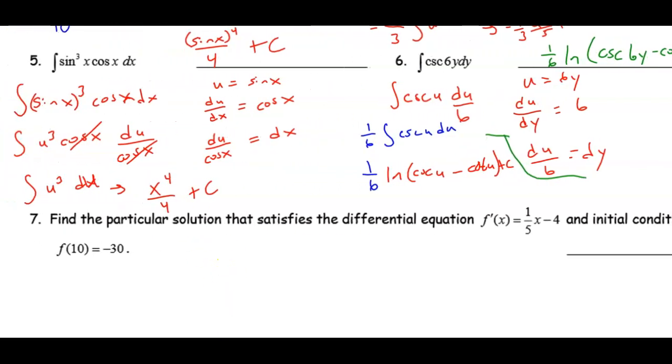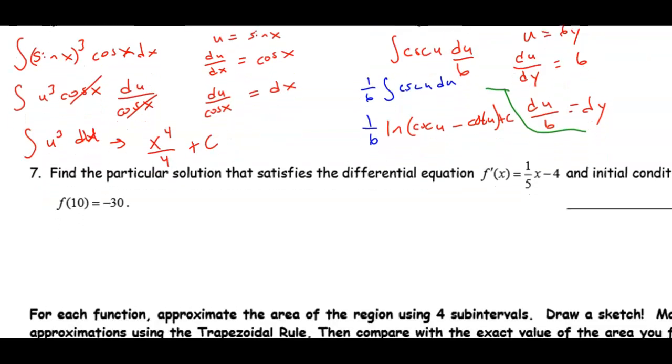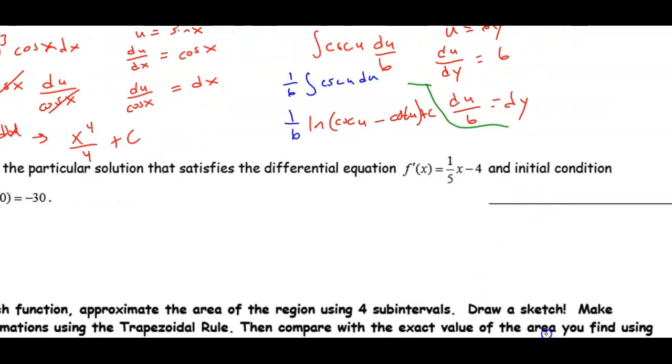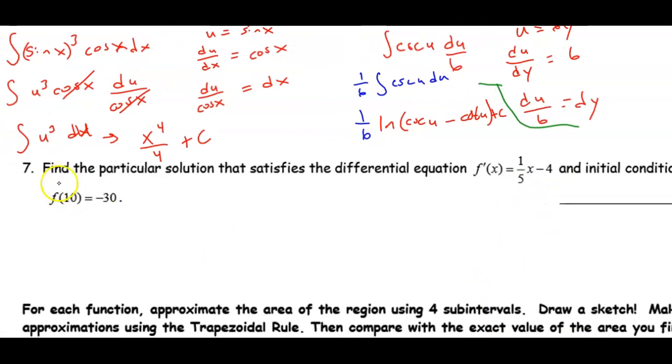Now, right here, find a particular solution of the first derivative of 1/5 x minus 4 and the initial condition of 10, f of 10 equals -30. So what I first need to do is integrate this equation right here.